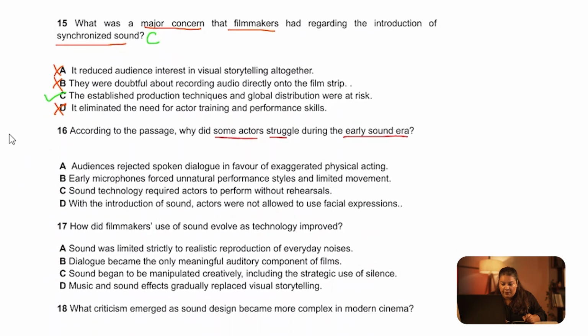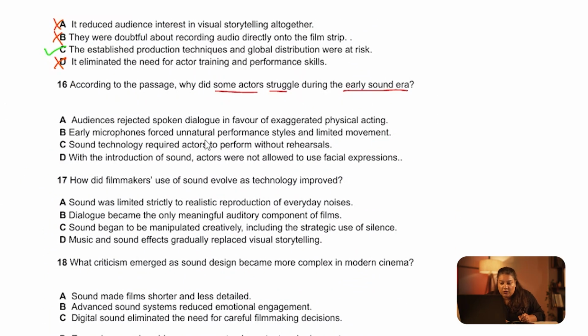where there was no sound or they were introducing sound into cinema. Option A, audiences rejected spoken dialogue in favor of exaggerated physical acting. Not really, it does say that they're trying to match it, so we'll eliminate this option. Early microphones forced unnatural performance style and limited movement. We do have this where it says that the mics were static and insensitive and it restricted actors' movement. So we'll keep it. Option C, sound technology required actors to perform without, we don't have anything talking about rehearsals.